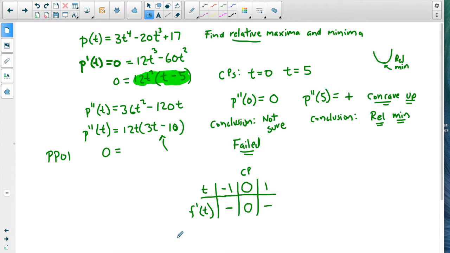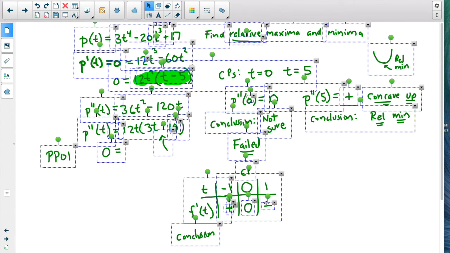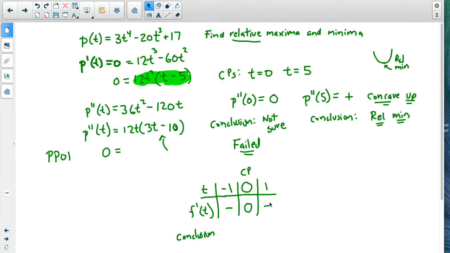See? Normally, when I'm doing the first derivative test, I would look for negative to positive, or positive to negative. That would be a maximum, and if it was the other, it would be a minimum. Negative, 0, positive. But it's neither. So this also says not a relative max or min.